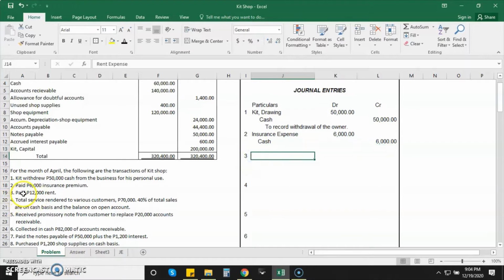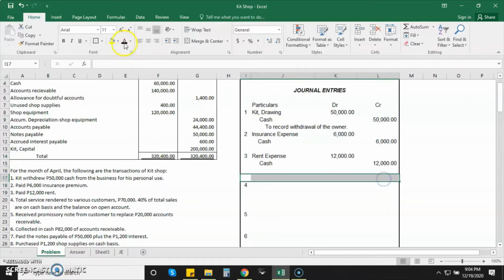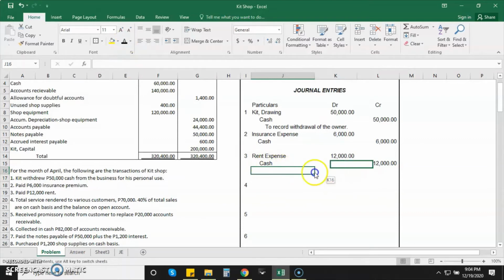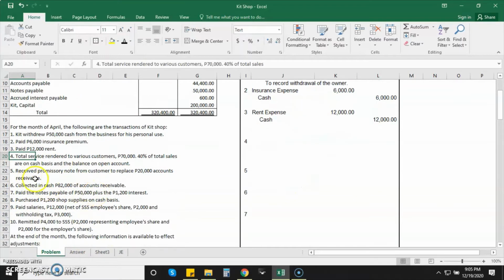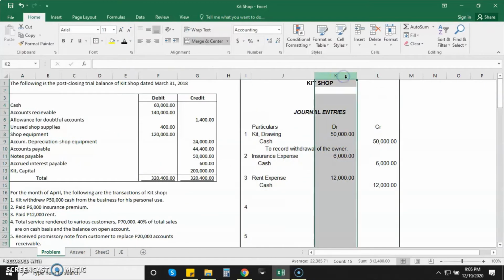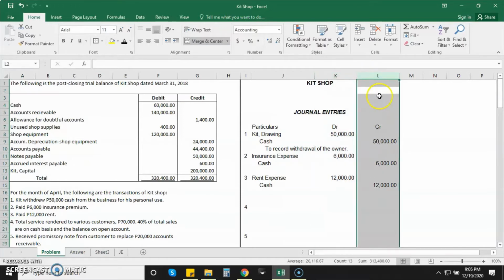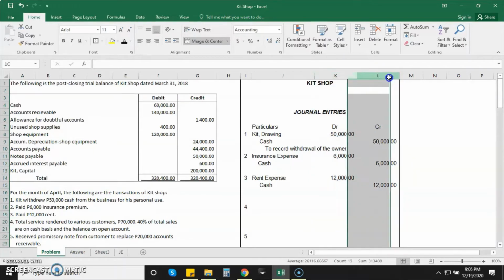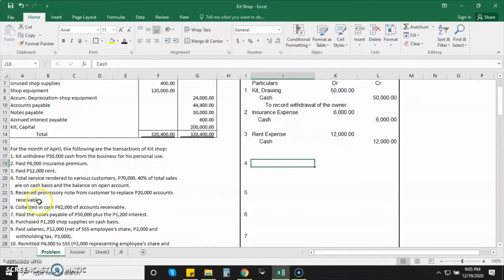Okay, number three, paid 12,000 rent. Just like the second transaction, there is a decrease in cash, which is 12,000, and an increase in the expense, which is 12,000. Number four, okay, so always our debit side is this one, our credit side is on the right. Debit left, credit right. Okay, let's continue.